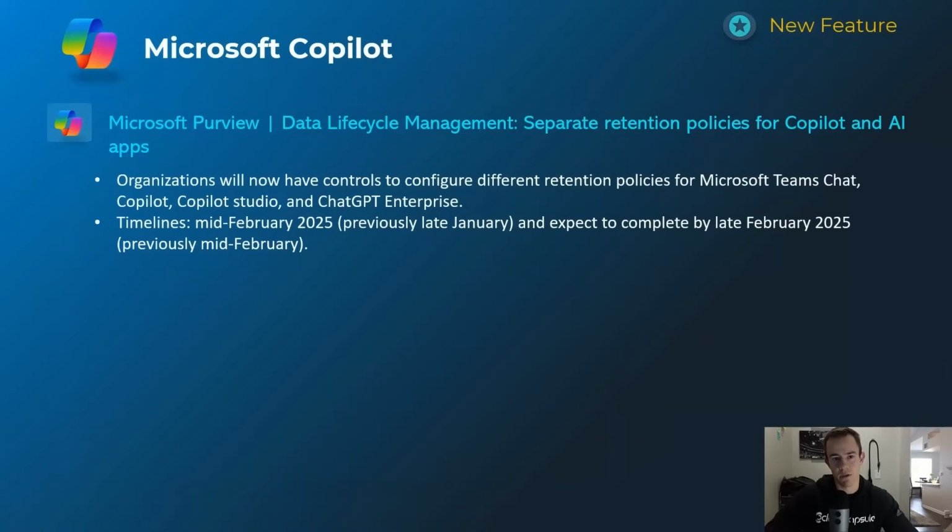And then the very last one here for Copilot is around Microsoft Purview. This is for admins specifically. They're giving you more granularity in the sense of your retention policies for different AI engines between Copilot and even Copilot Studio, where you're going to be building AI agents. So I like this just from a data governance perspective. This will happen mid-February, be complete by late February.